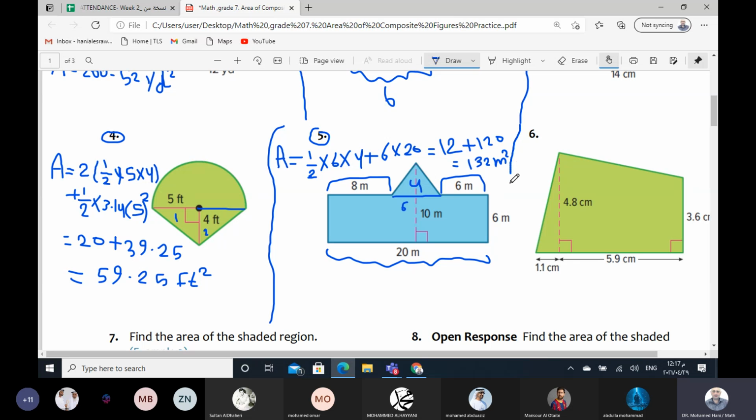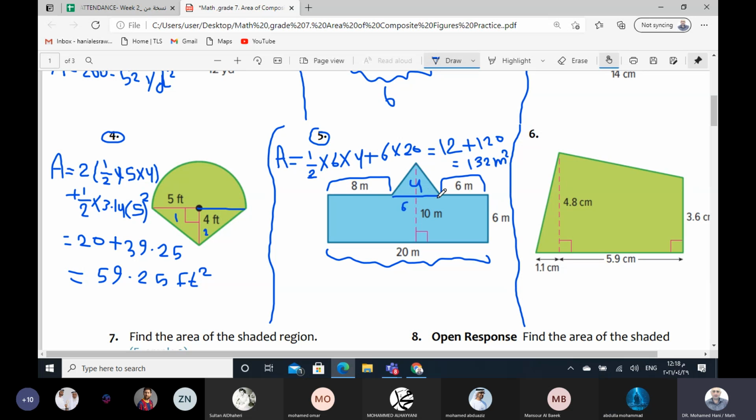Who has any question here? No, Mr. It's clear. So can you repeat, please? Yes. The first step, I draw the line from this point to this point to get famous shapes and famous formulas for areas. So when you draw this line, you got a triangle here up and a rectangle down.